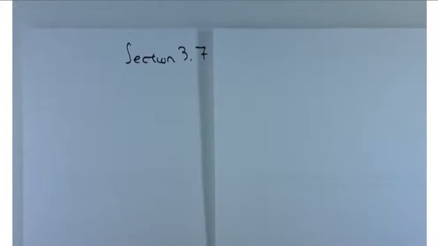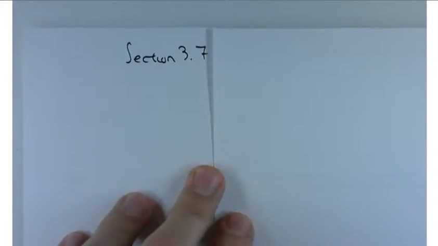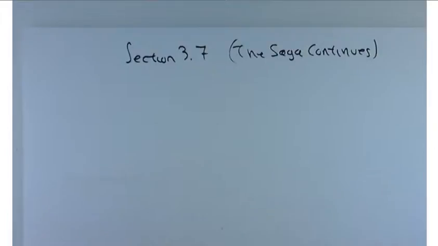Okay, so we're going to continue with section 3.7. We did some the other day, so a little bit more here today. We're going to start with a problem that involves the Pythagorean theorem. That'll be problem number 24. Let me put that up on the board here for you.